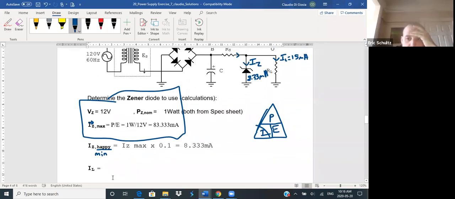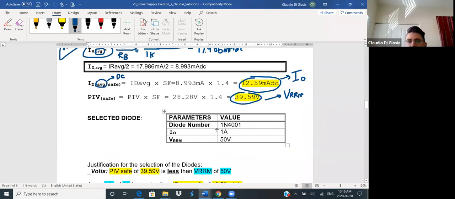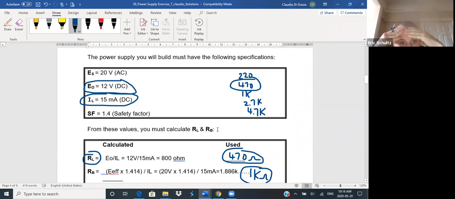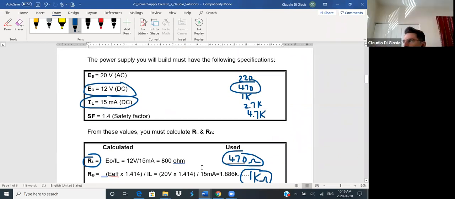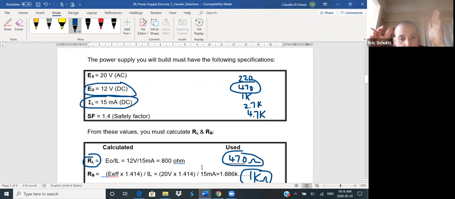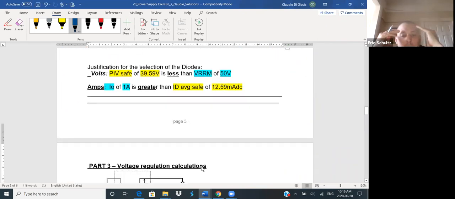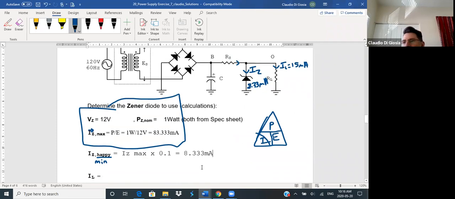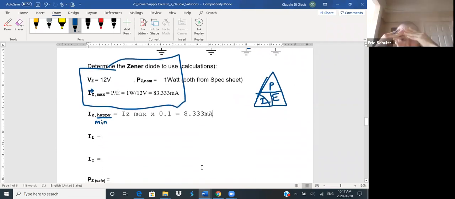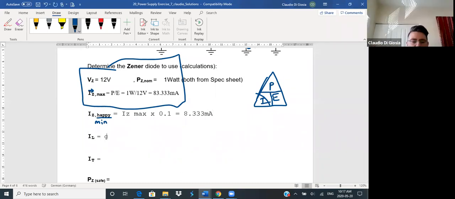Can you explain again why the IL needs to be 15? Sorry, that went a little fast. Well, the IL is a given value as well. So the IL is right here, 15 milliamps. That's the minimum amount of current that the load needs. As an example, if we're building this to charge your phone, it's going to take a minimum of 15 milliamps to charge your phone. Okay, cool. So IL is a given value, which is 15 milliamps.